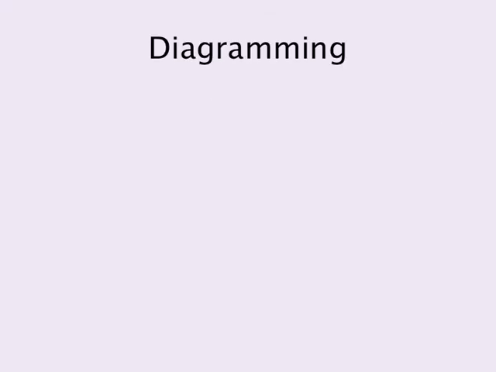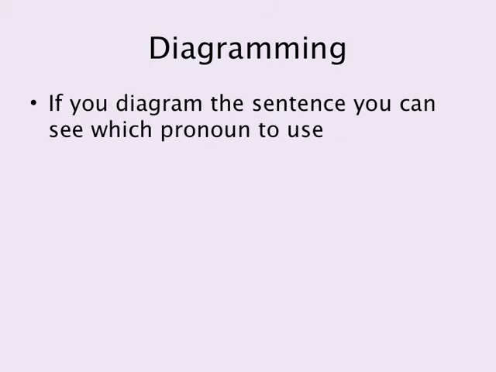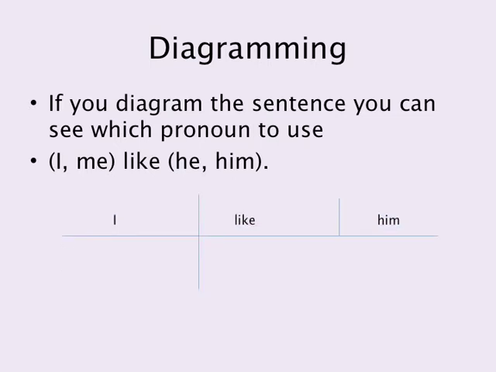Now, you often ask me, why do we have to diagram? What good does it do? This is where diagramming comes in handy. You have to know if something's in the object or the subject spot to be able to tell which pronoun to use. So if you diagram the sentence, you can see which pronoun to use. So in this sentence, I or me like he or him. If we diagram this, we see that the I or me is in the subject spot. So I have to choose the subject pronoun, which is I. Him is in the direct object spot. So I have to choose the object pronoun, which is him.